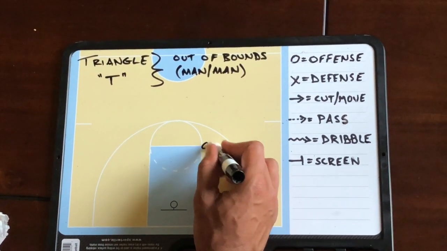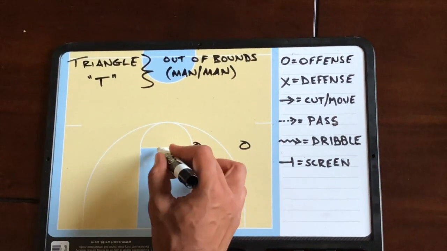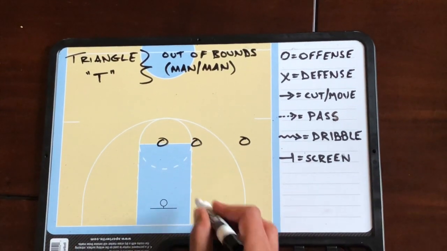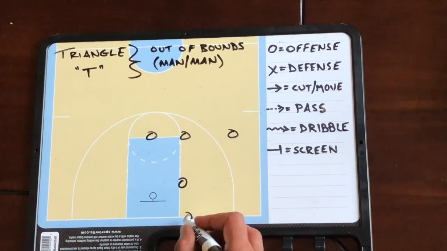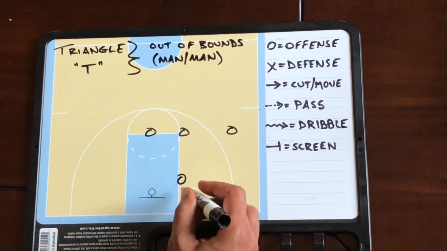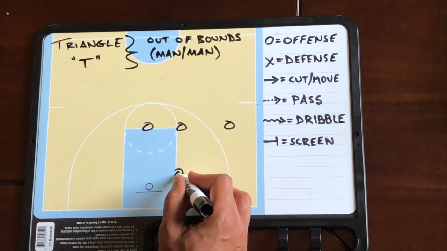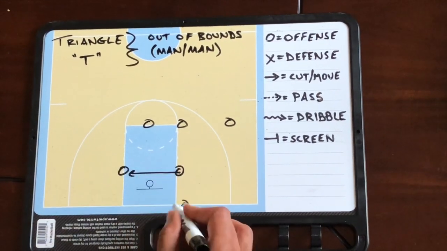Now, this play is called T. Ball's taken out right there. We have the setup like that. And it basically looks like the letter T. So when the ball happens here, two things are going to happen at the same time. So this ball side person is going to flash to the opposite side.